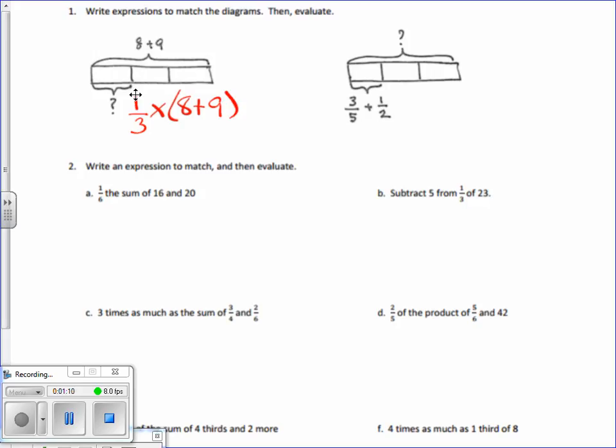Now, can we solve the problem? Yes, now we can solve the problem. So, now we can throw a 17 in there. So, now solve it. 1/3 times 17 would be 17 thirds, and since it's improper, it's 5 and 2 thirds. Yeah, 5 and 2 thirds.